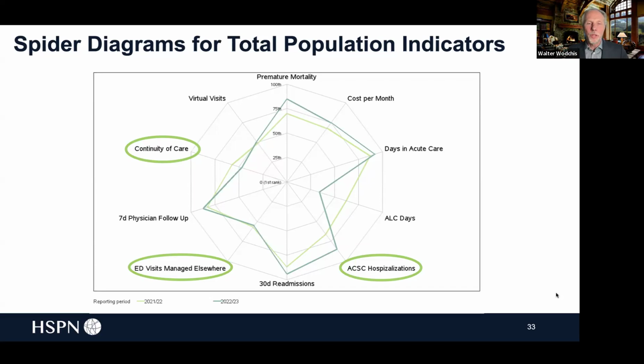We've highlighted a couple of ones here: continuity of care, ED visits best managed elsewhere, and ACSC, ambulatory care sensitive hospitalizations, that have been highlighted by the Ontario health teams as being very important to them. And then with those, we can go to the next level, which is to say, as an example, in which populations do you have the highest rates, or what are they across some different subpopulations, to start taking it down a few levels.